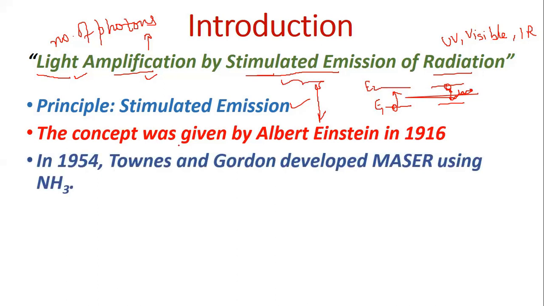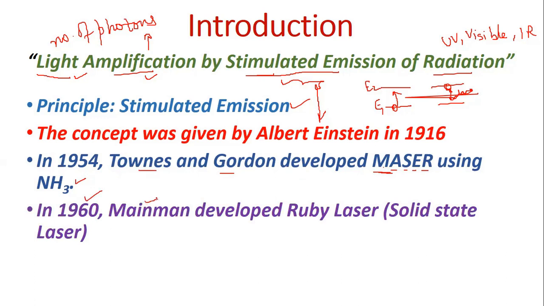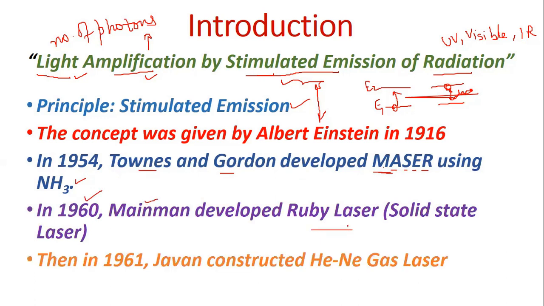Then in 1954, based upon this concept, Townes and Gordon developed a maser using ammonia. This is also a kind of amplifier, but in this we are amplifying microwaves. Basically, the full form of maser is microwave amplification by stimulated emission of radiation. Using the concept given by Albert Einstein, in 1960 Maiman developed the ruby laser, which is an example of solid-state laser. In 1961, Ali Javan and his co-workers constructed the helium neon laser, which is an example of gaseous laser. So we have different types of laser: solid-state laser, gaseous laser, liquid laser.